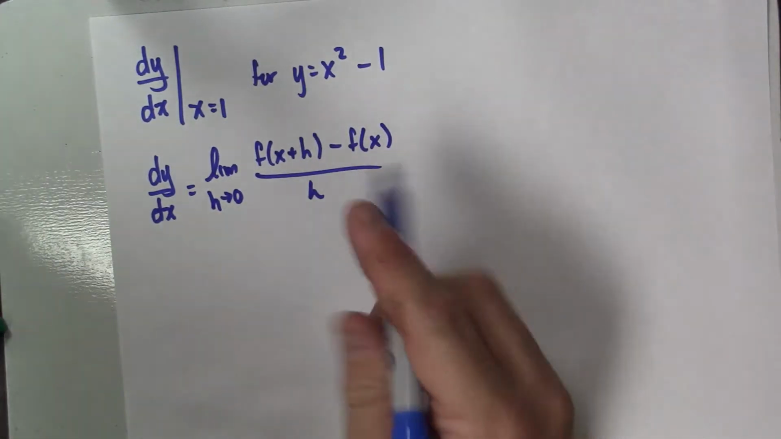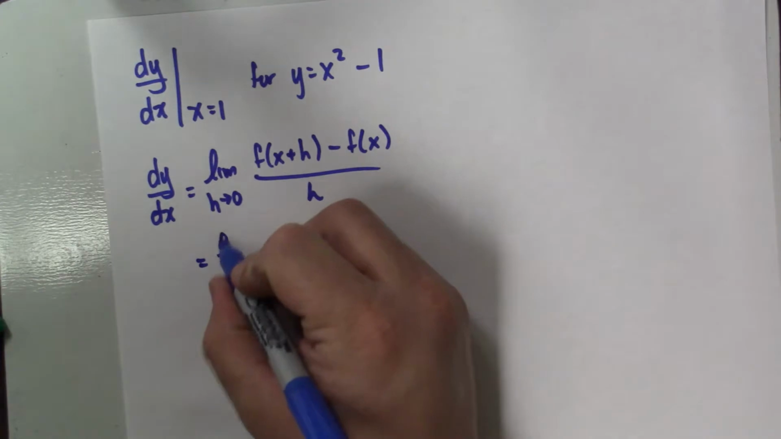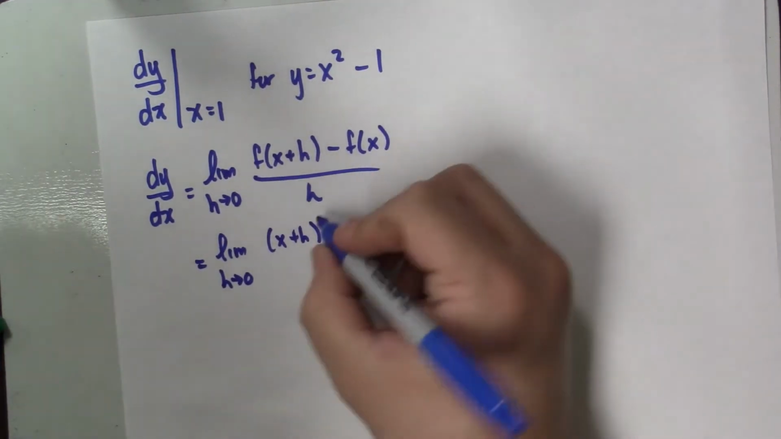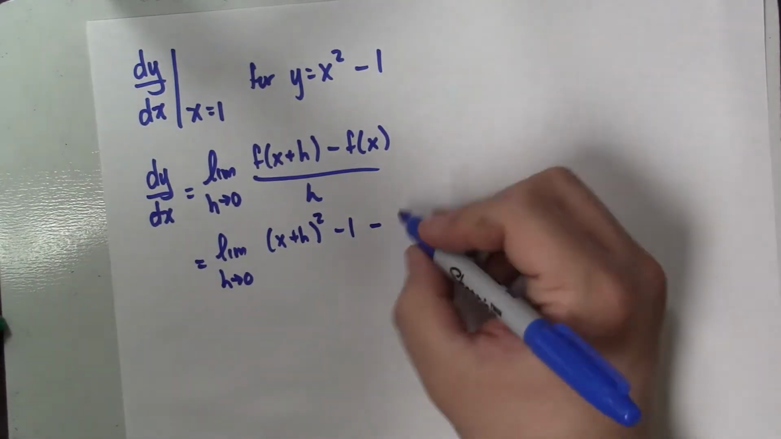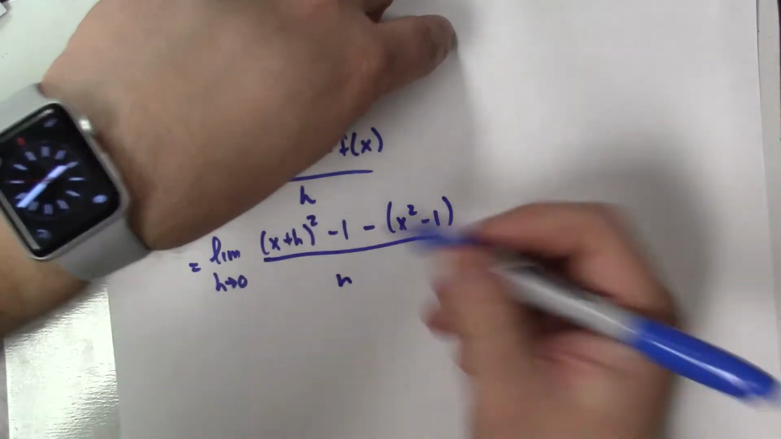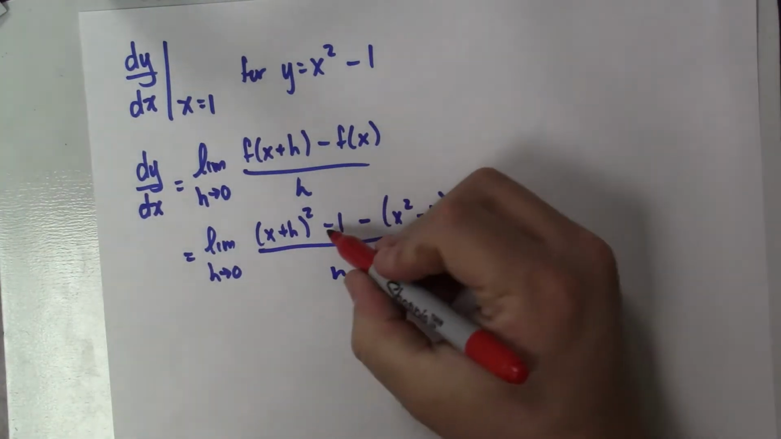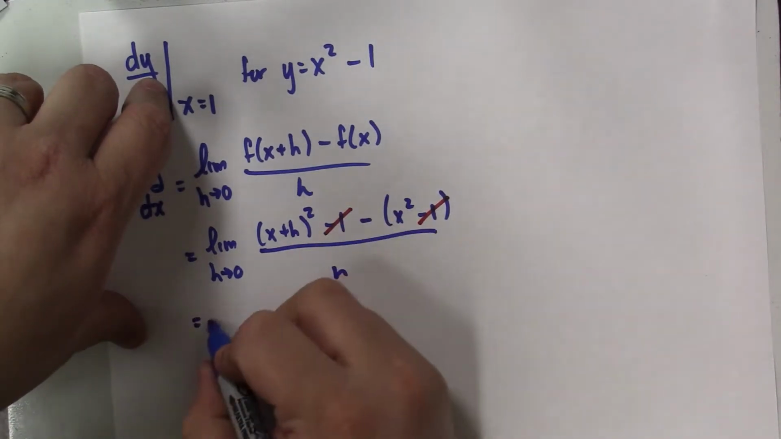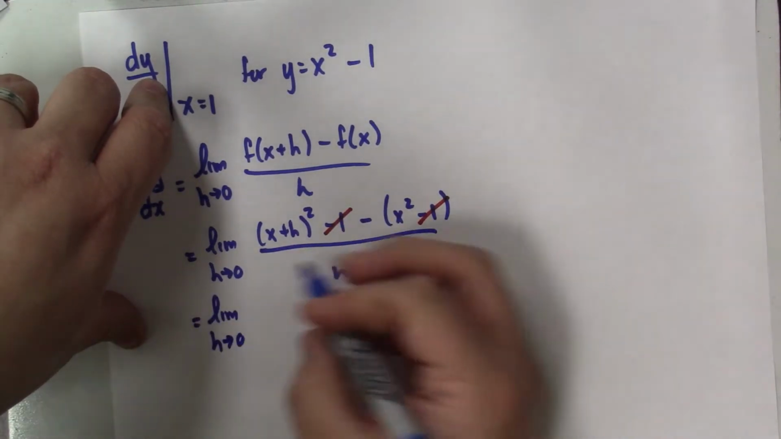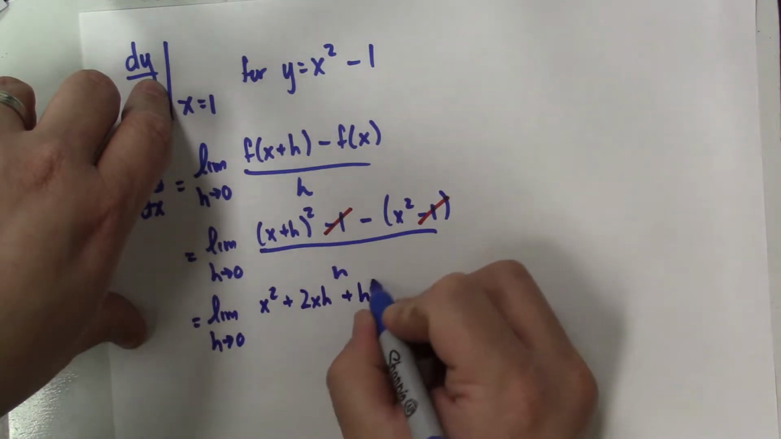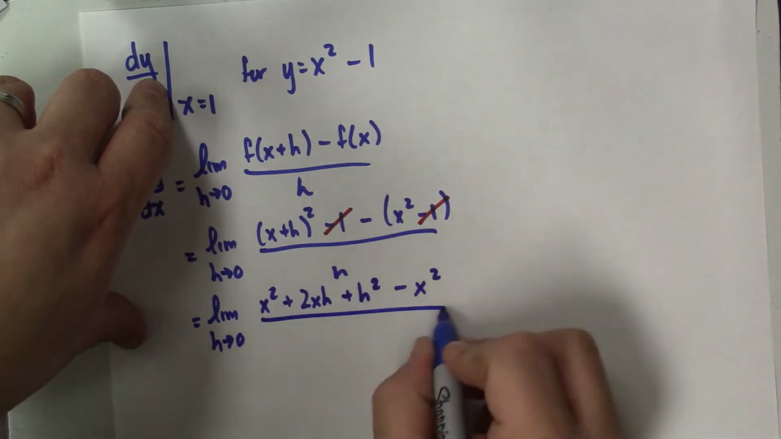And f of x is x squared minus 1, so that gives me the limit as h goes to 0 of x plus h squared minus 1, minus x squared minus 1, all over h. Now, real quick, we're going to say, hey, look, negative 1 minus negative 1 is 0. Don't have to worry about it. So now I have to do that wonderful expansion. So I've got the limit as h goes to 0 of x squared plus 2xh plus h squared minus x squared over h.